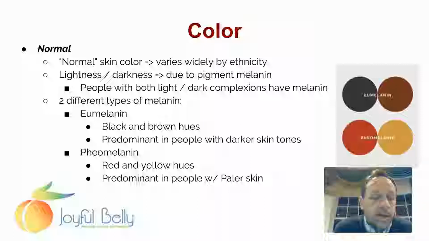There's, and I'm not even going to try, well, I will try to pronounce these correctly. Eumelanin and pheomelanin. Eumelanin is more of the black and brown hues that you think of with people tanning and people with darker skin tones. And then pheomelanin is more red and yellow hues. And this is predominant in people with paler skin.